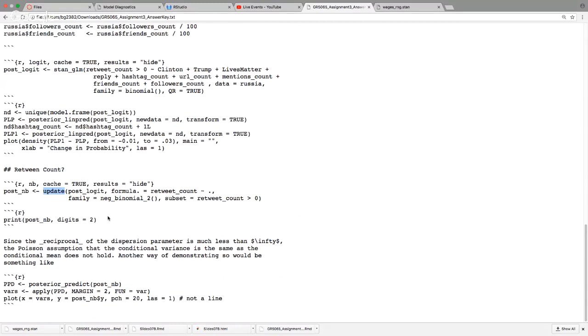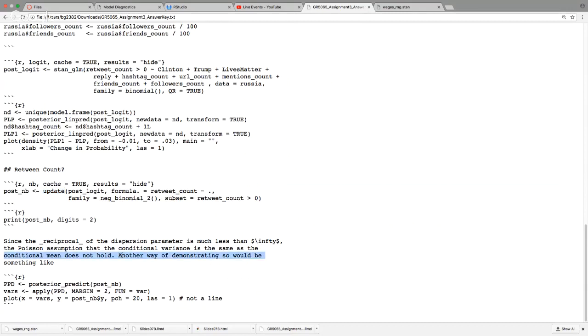It has a reciprocal dispersion parameter. If that was infinity, that means the Poisson would hold. So Poisson is a limiting case of negative binomial. But in this case, the posterior distribution was far from infinity. In fact, it was pretty close to 0, indicating substantial over-dispersion in something like this.